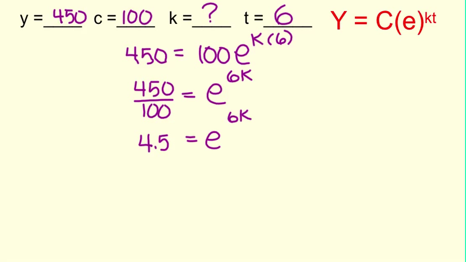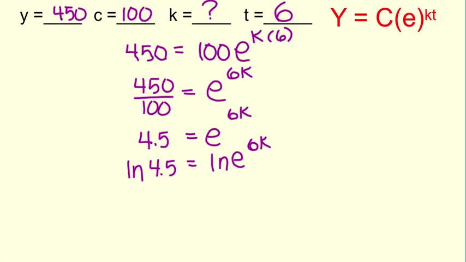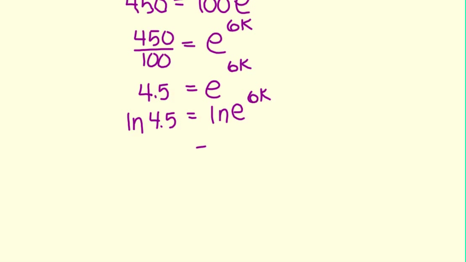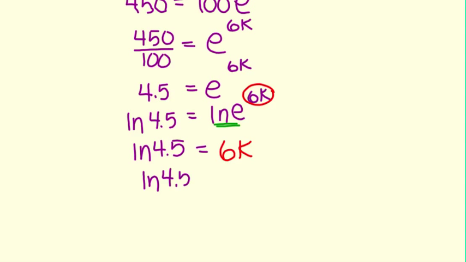I'm going to take the natural log of both sides. The reason why I chose the natural log is that the natural log and the exponential base e are inverses of each other. So what you're left with on the right, these two are inverses like we just talked about. We're just left with the 6K. It's not exponential anymore. And then on the other side, it's the natural log of 4.5. Now to finish off the problem, we just divide both sides by 6. So it's the natural log of 4.5 divided by 6 equals K.